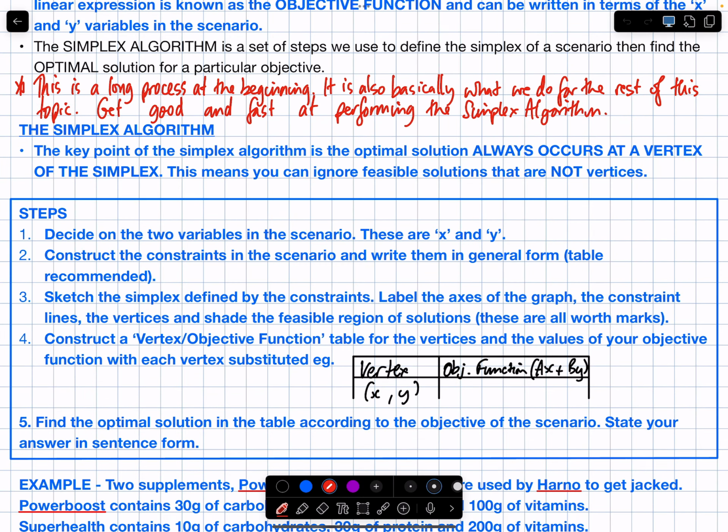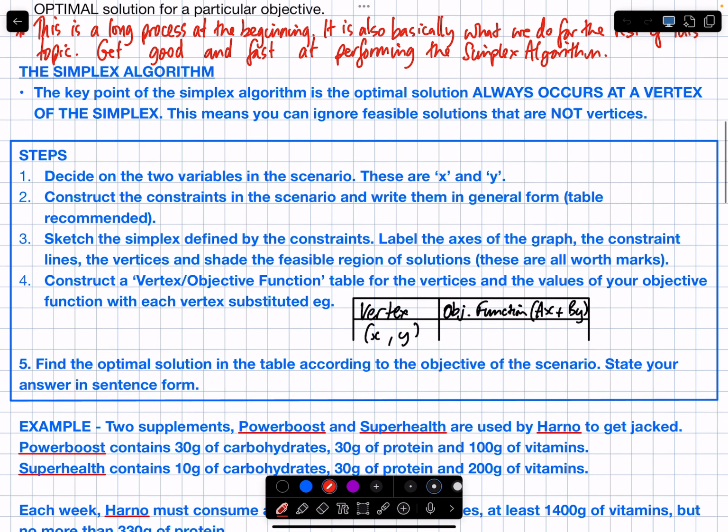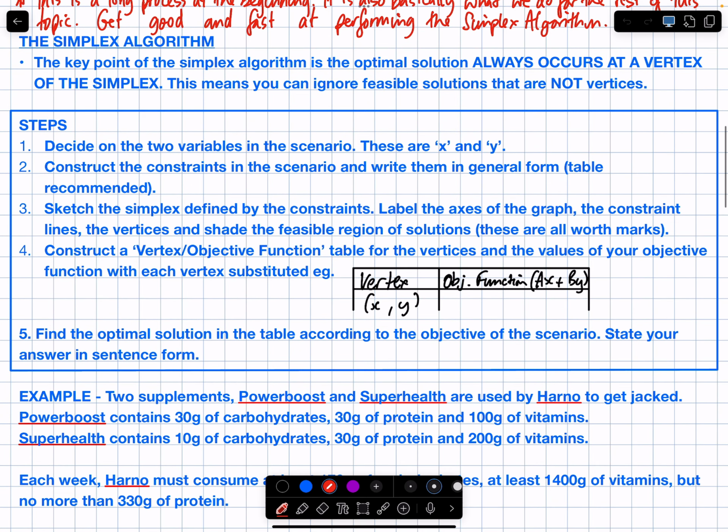How do we do the simplex algorithm? Please get these steps. I'll talk you through them. Steps: decide on the 2 variables in the scenario. These will be x and y. Construct the constraints in the scenario and write them in general form. What did we do on Friday? We practiced using a table to draw the constraints.